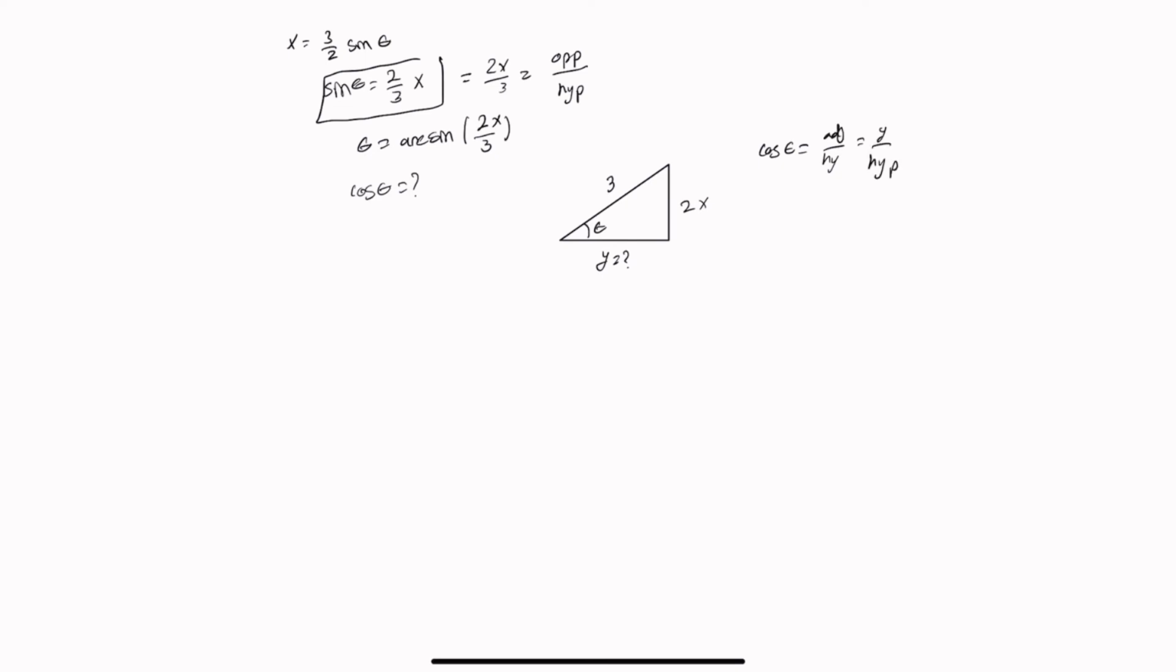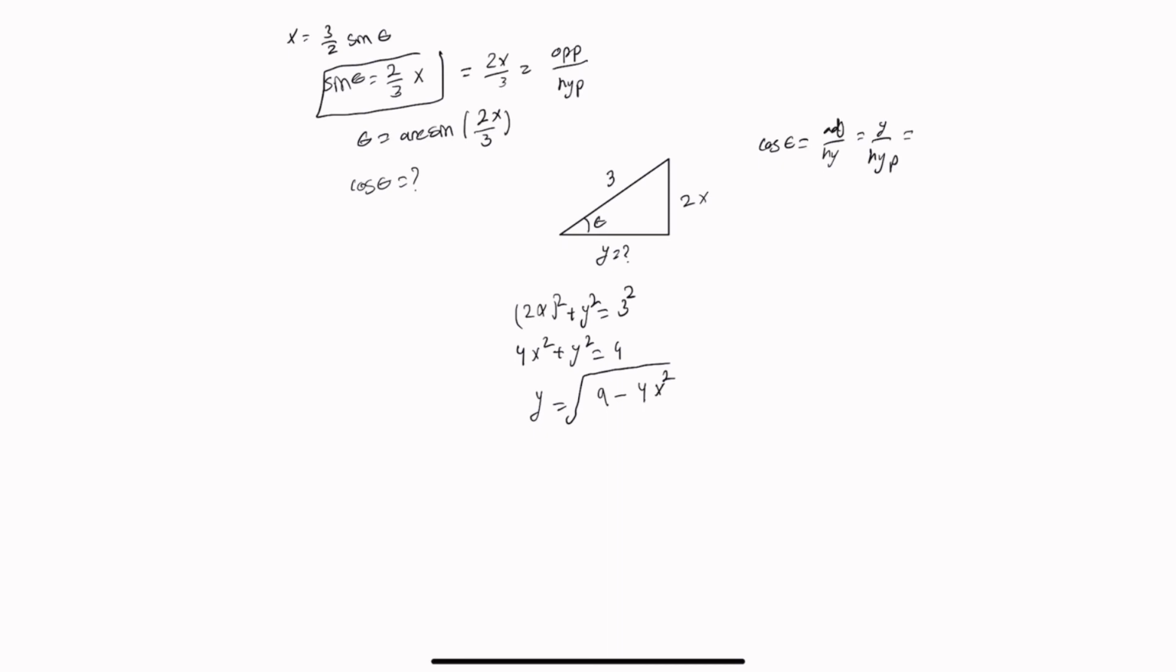To find y, I'm going to use the Pythagorean theorem. So we have 2x squared plus y squared equal to 3 squared. That's going to be 4x squared plus y squared equal to 9. I'm going to solve for y. So y is going to be equal to 9, and then I'm going to move the x term to the other side. So I'm going to have 4x squared, and then I'm going to take the square root. Therefore, y is going to be equal to the square root of 9 minus 4x squared. Therefore, cosine of theta is going to be equal to square root of 9 minus 4x squared over the hypotenuse, which is 3. Now let's go back.